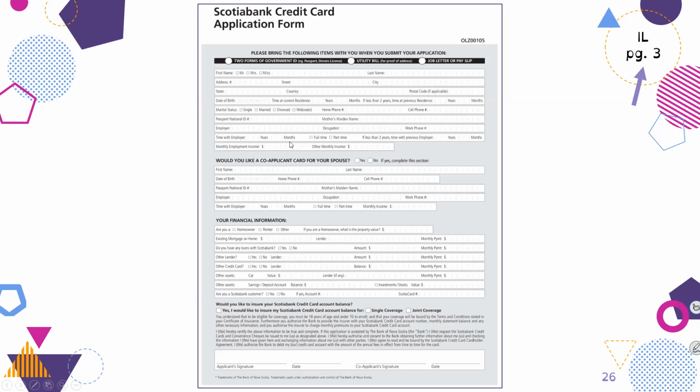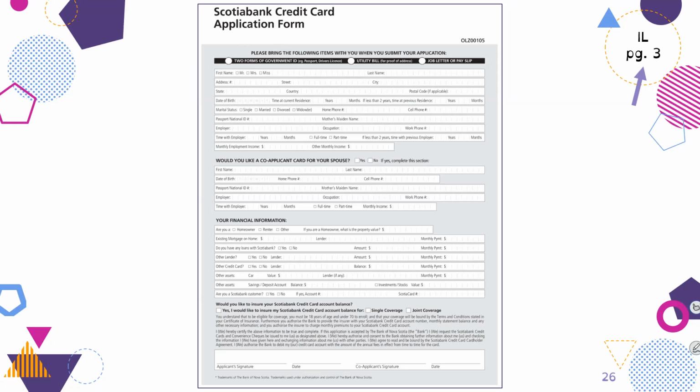It's personal information, but this is why it's important to make sure that you're applying to an actual credit card company, because you are giving them your personal information so that they can decide if they're going to give you a credit card. If you have a co-applicant, someone who you want to apply with, then you can put their information in as well.